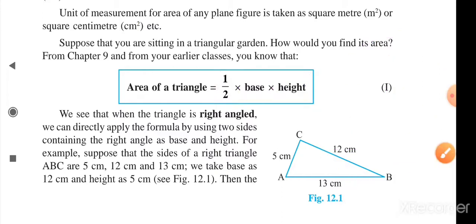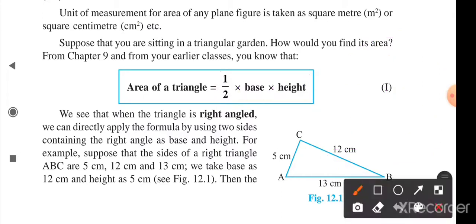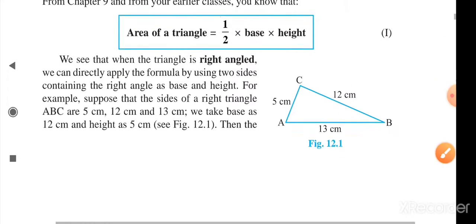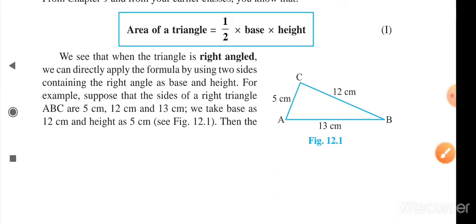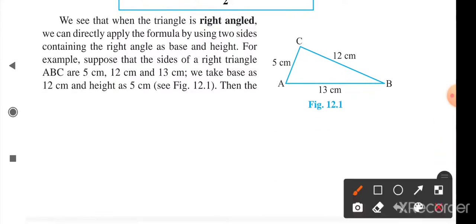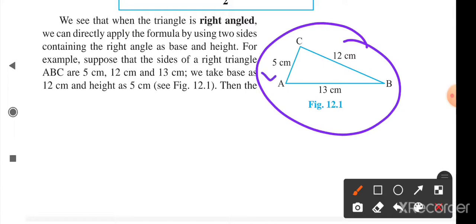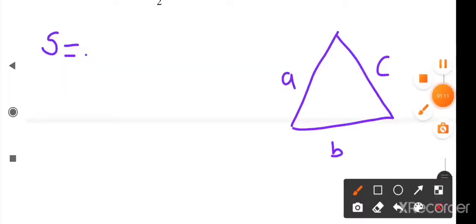But suppose you have not been given the base, like in this figure you can see that we have been given the length of three sides. In that case it's really tough to find out the area. So for that we will explain you Heron's formula, and you will put all the values in Heron's formula and you will find out the area of the triangle. So I will tell you what is the Heron's formula.